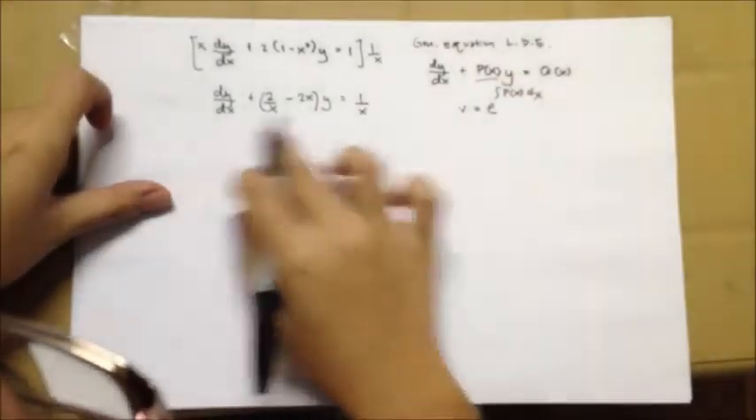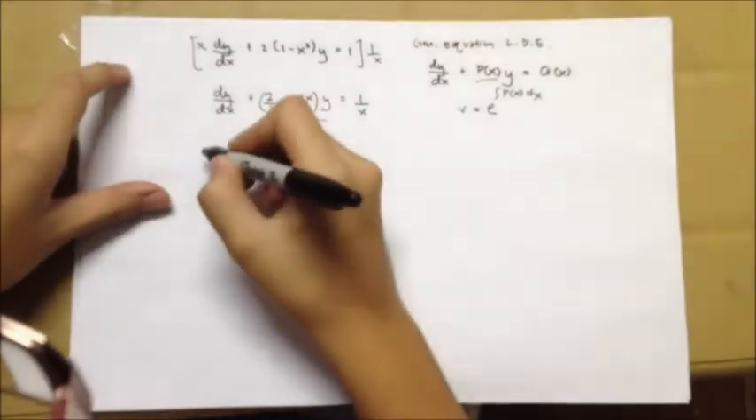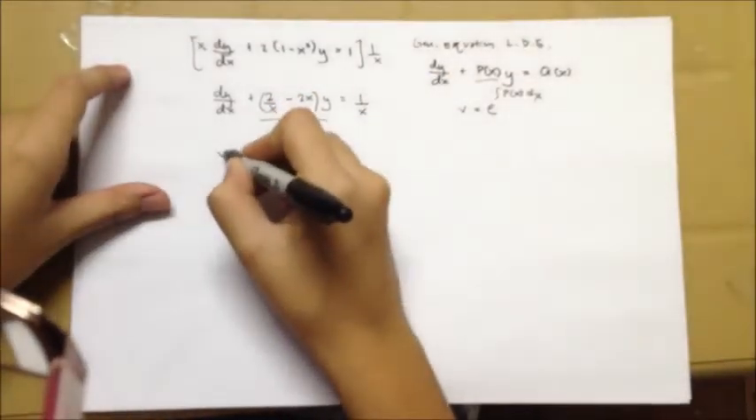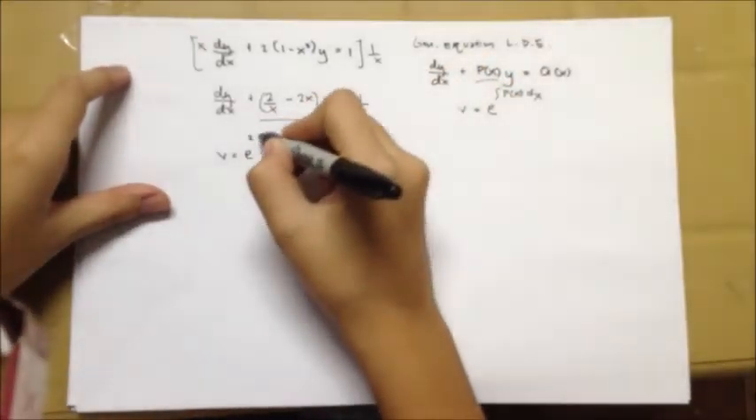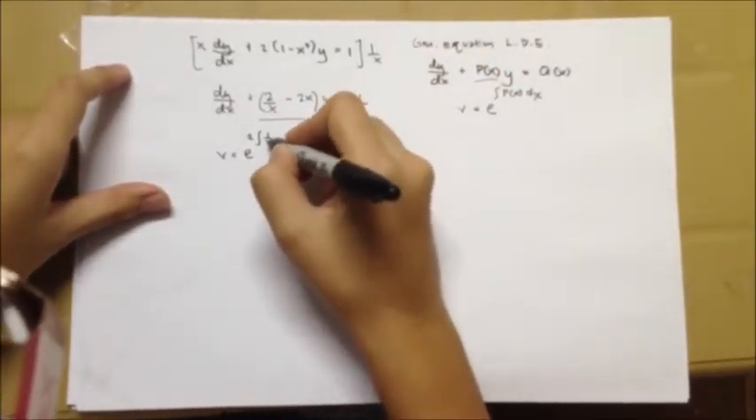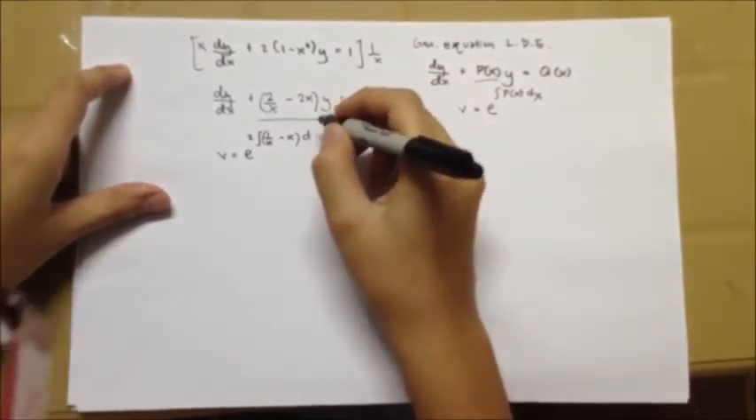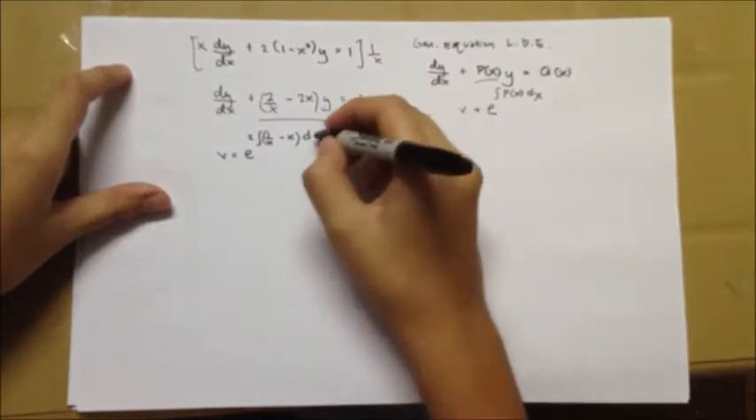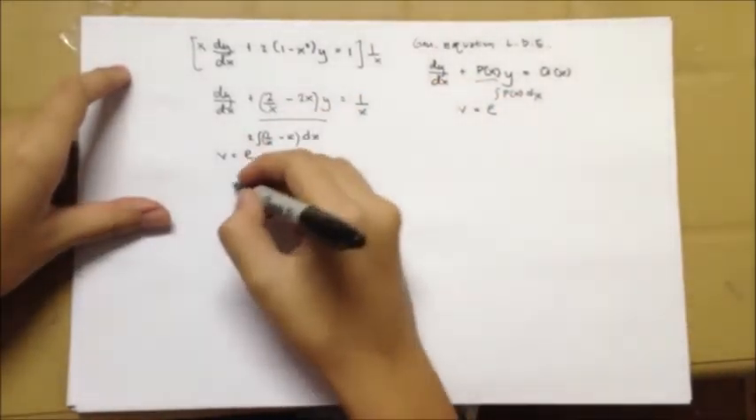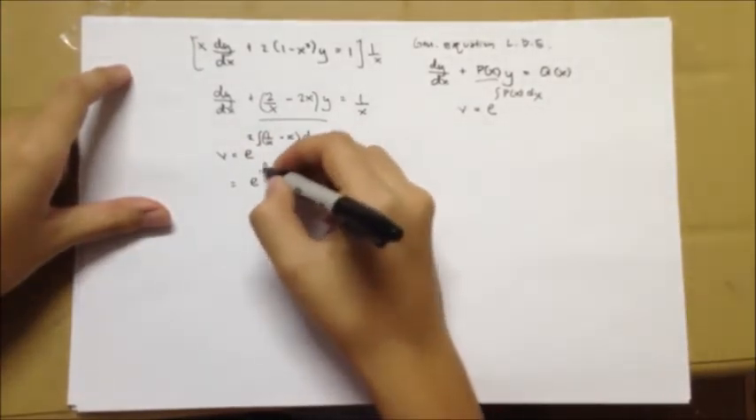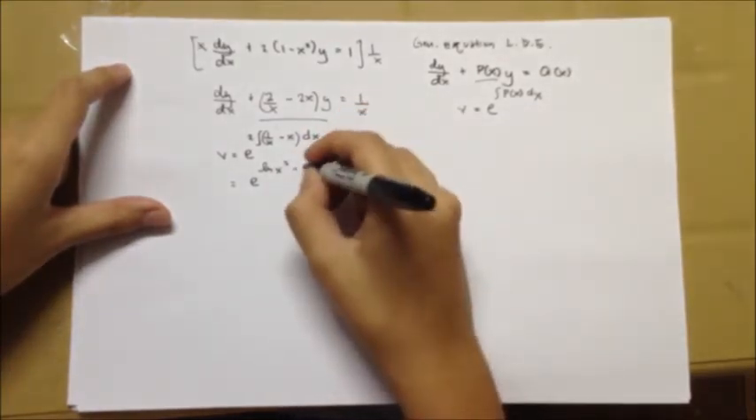So for our case here, our p of x is this one. Finding the integrating factor, we have v equal to e raised to, I'm going to factor out 2 times the integral of 1 over x minus x. This will be integrated with respect to x. So integrating this one, I will obtain e raised to the natural log of x squared minus x squared.